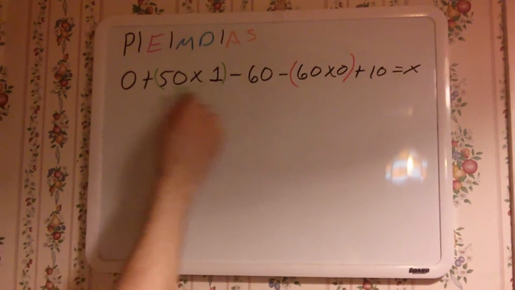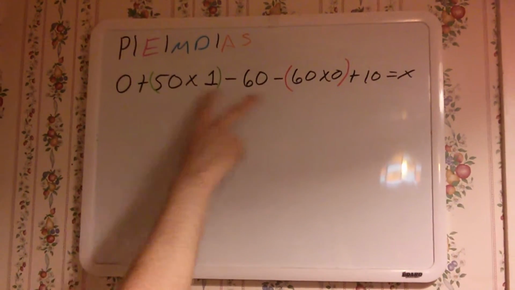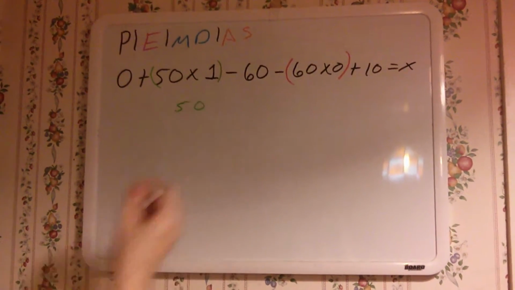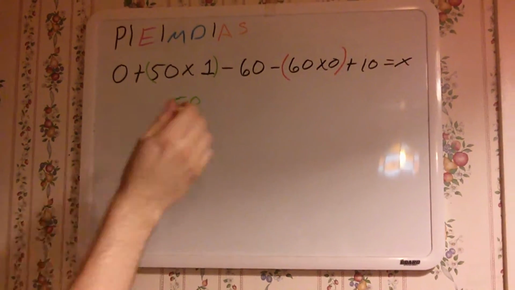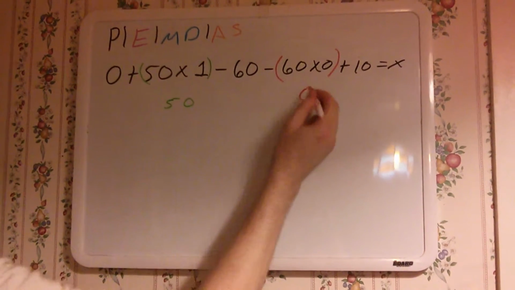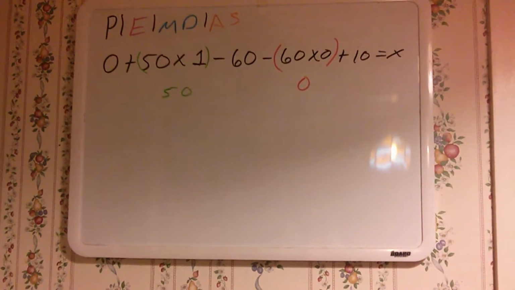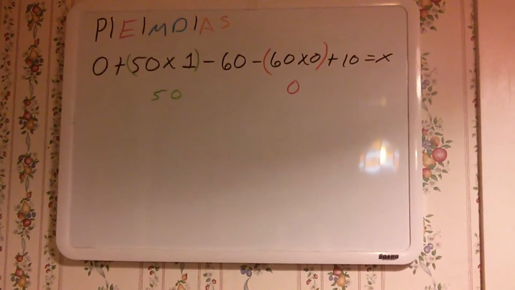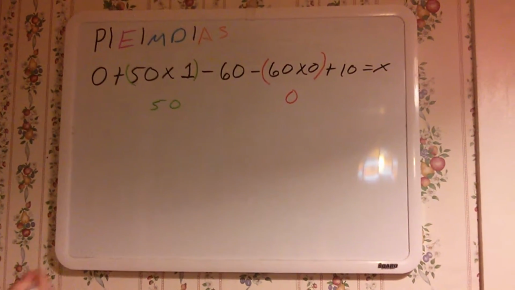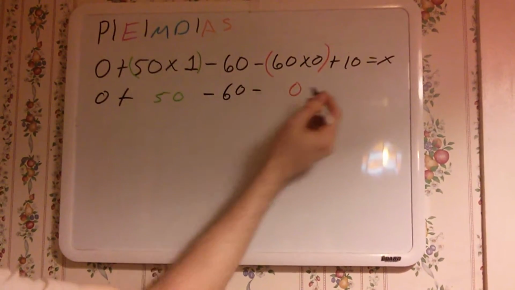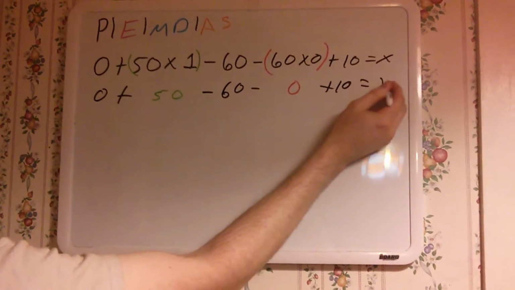So we're going to work what's inside our parentheses, which is our multiplication, first. Come down here, 15 times 1 is 50. And 60 times 0 is 0. And now we're going to bring the rest of our problem down. So you have there 0 plus 50 minus 60 minus 0 plus 10 equals x.